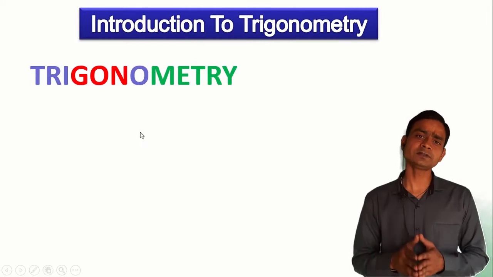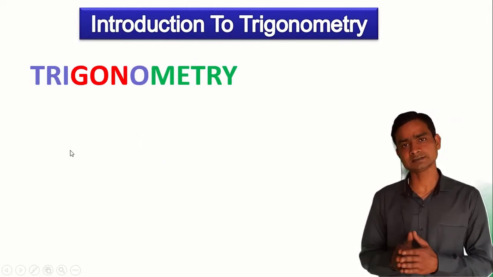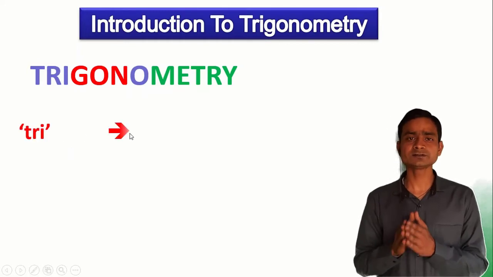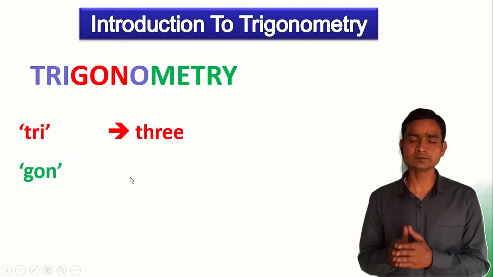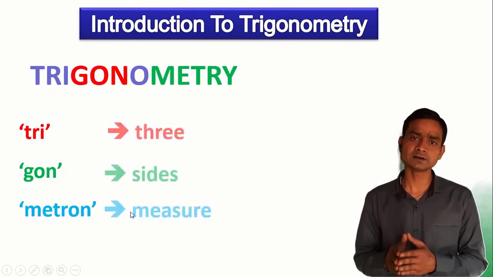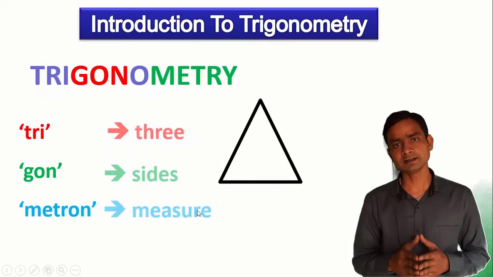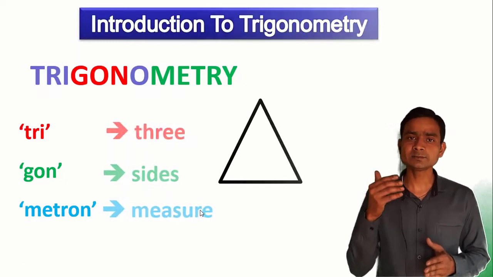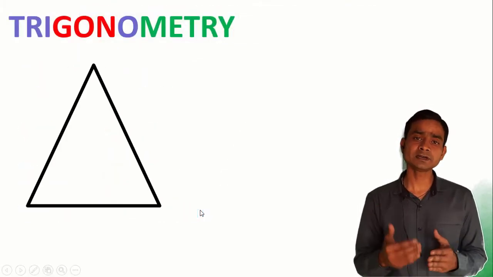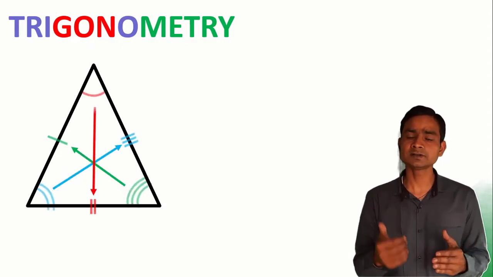So let us start with the word itself. The word trigonometry is made up of three Greek words. The first one is tri, which means three. The second one is gun, which means sides. And the third one is metron, which means measure. And which one has three sides? Obviously a triangle. In fact, trigonometry is a branch of mathematics in which we study the relationship between the sides and the angles of a triangle.